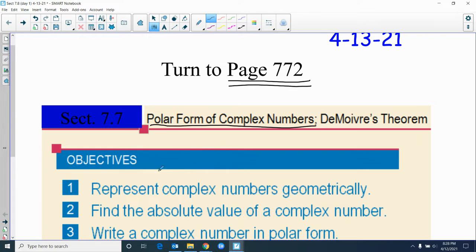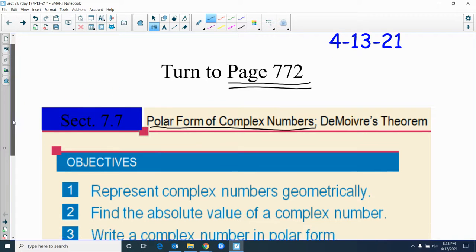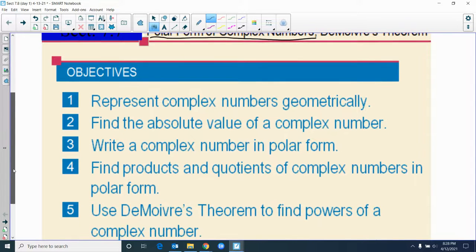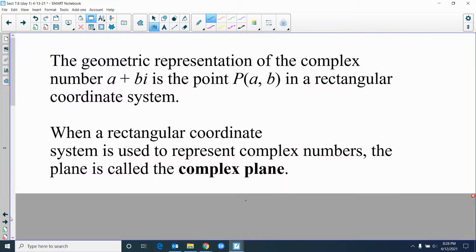But complex numbers play a really big role in electrical engineering. If any of you ever go on to get a degree in electrical engineering, a lot of times they have to take a course in complex numbers. But this is just a brief introduction. Today, we just want to talk about complex numbers geometrically, find the absolute value of a complex number, and write it in polar form and then vice versa. Then we'll save the rest for Wednesday, Thursday as we move forward.